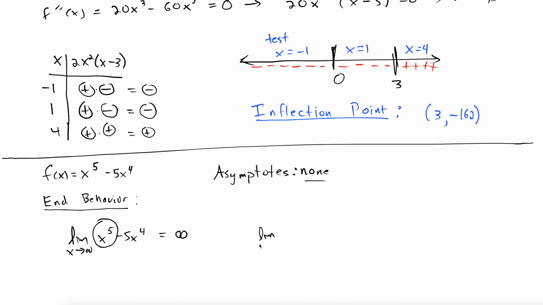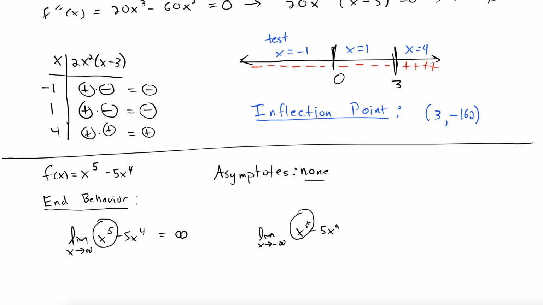And let's see the limit as x goes to negative infinity of x to the 5th minus 5x to the 4th. Again, we're only looking at the leading term here. Just imagine plugging in a very large negative number. That's how I always approach these. Just imagine what happens as we put in, say, negative 100,000.